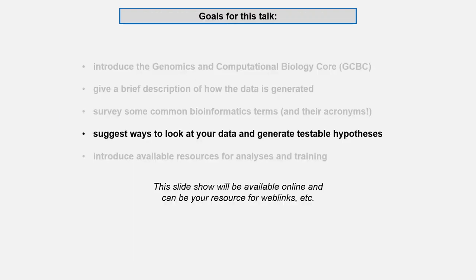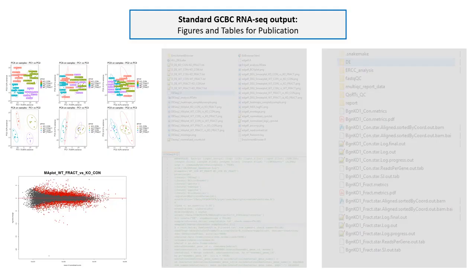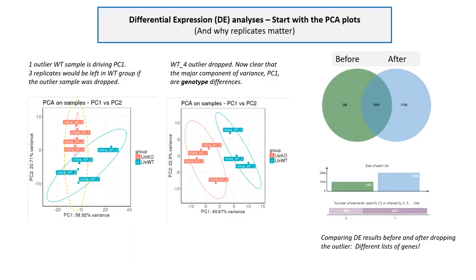There is a wealth of data output from an RNA-Seq study. I'll review a typical RNA-Seq output and suggest how to review the information. First, there are always multiple figures which summarize the results. I suggest you start with the PCA plots, or Principal Component Analysis plots.